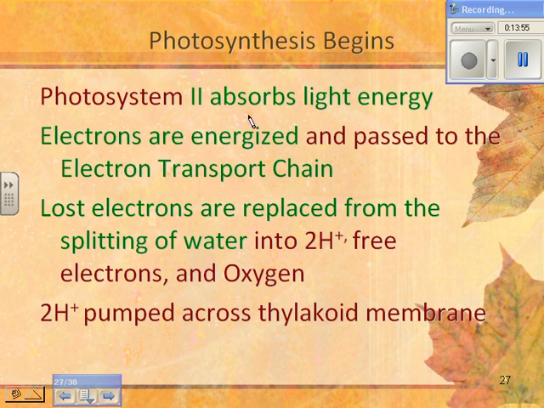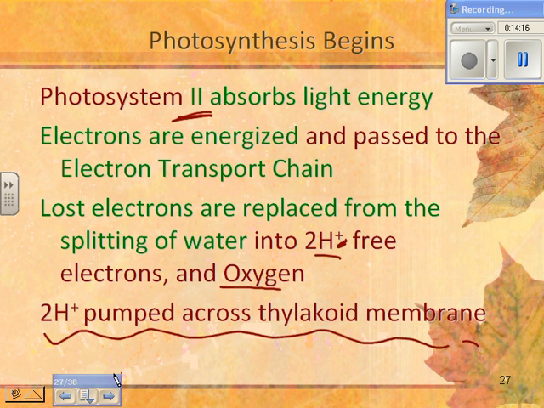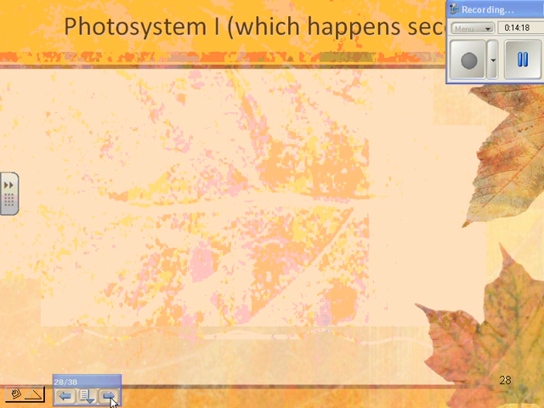So photosystem 2 absorbs light energy. Remember, that's the first one, even though it's called 2. Electrons are energized and passed to the electron transport chain. Lost electrons are replaced from the splitting of water to form hydrogen and oxygen. Remember, if that's positive, the electrons must have gone somewhere else. They're negative. 2 hydrogens are pumped across the thylakoid membrane. That's a super big deal for the light-independent reactions that we'll see in a minute.